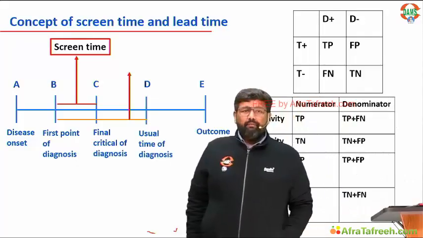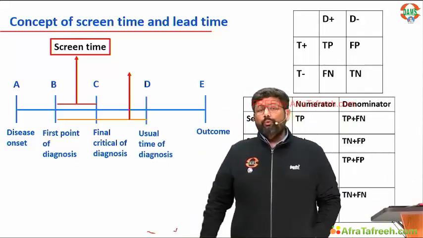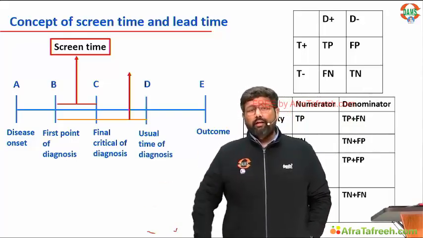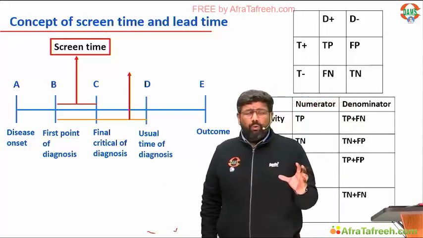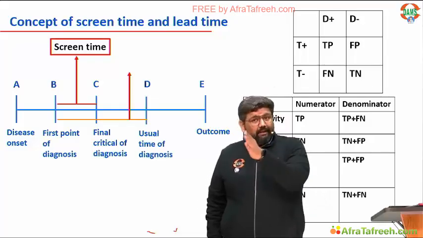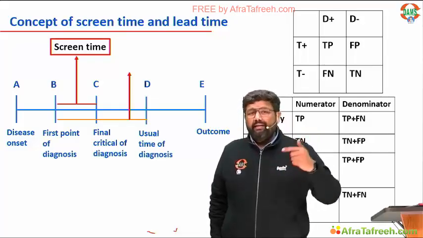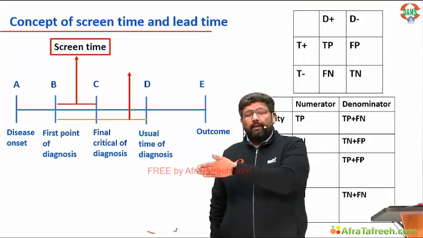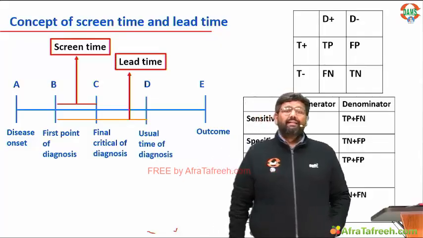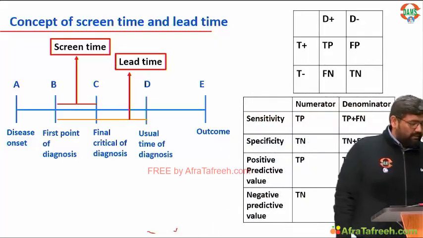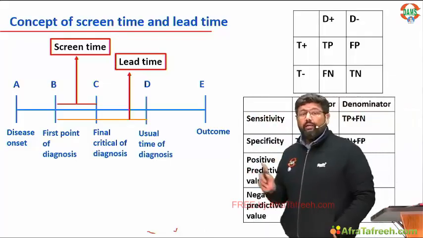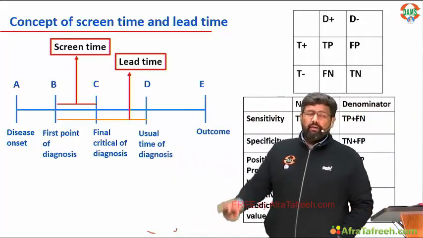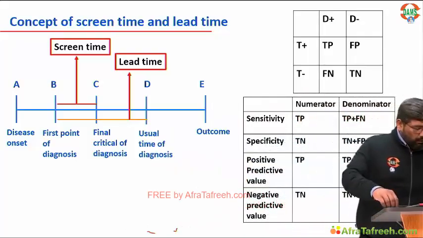And then we have B2D. So when is the disease coming? The patient comes to your OPD at D, the usual time of diagnosis. If you do any test and detect the disease before D, are you not leading the disease? Because the disease is coming at point D. So this is known as lead time. I'm sorry, only lead time, not lead time bias. Tongue slip. Lead time, right? Screen time, lead time. Now this concept is sorted.